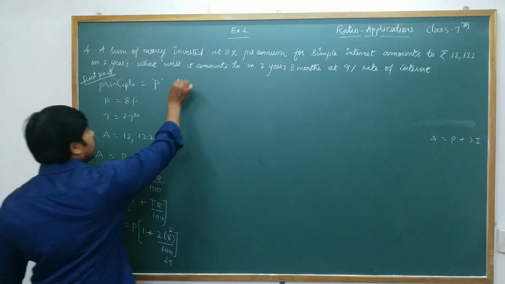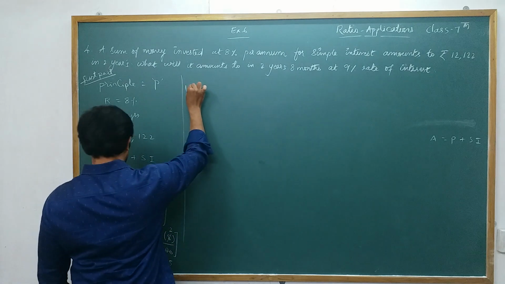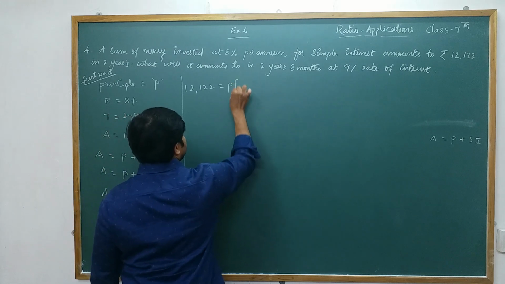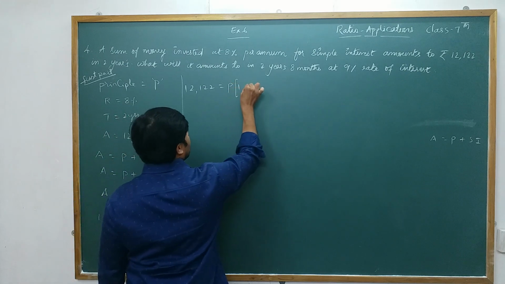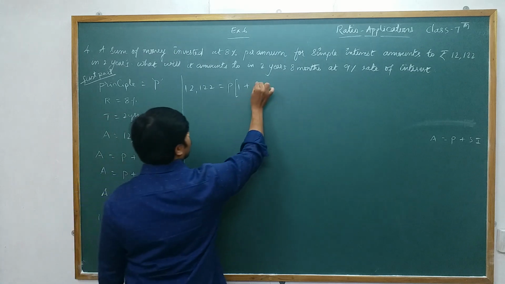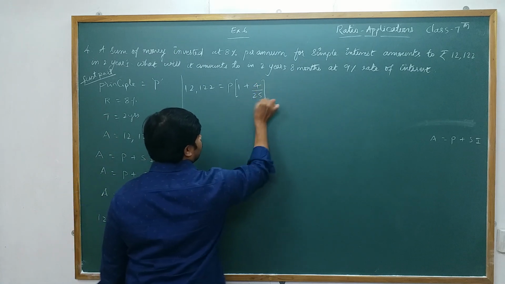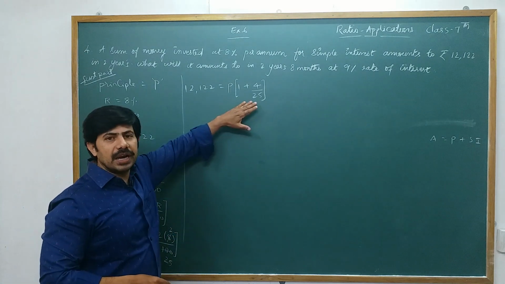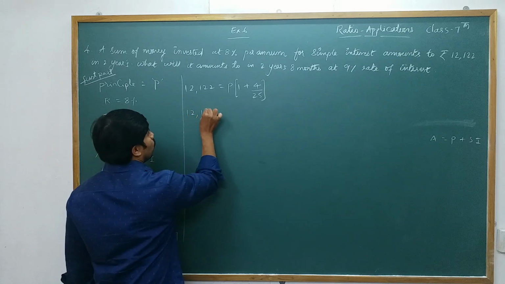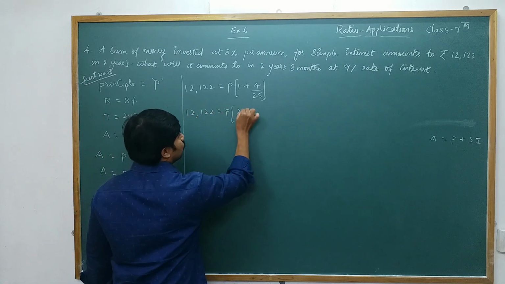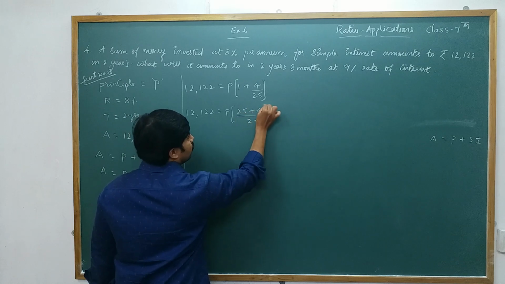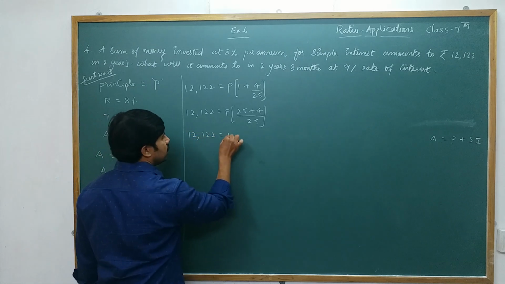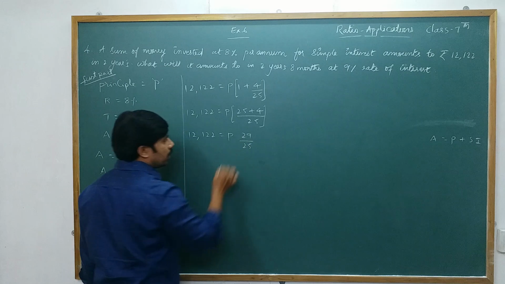So now I will write what we got. 12,122 is equal to P into 1 plus 2 2s are 4 by 25, right? 1 plus 4 by 25. I will simplify this bracket, that means I will take the LCM here. So 12,122 is equal to P into 25 plus 4 by 25. So what we get is 12,122 is equal to P into 29 by 25.